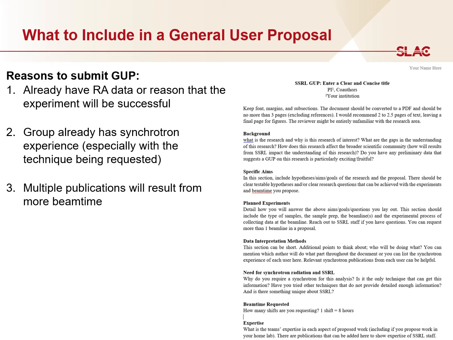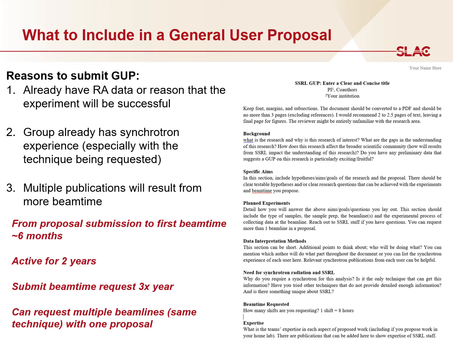A general user proposal should be submitted for synchrotron experiments that have a large sample set and/or multiple questions to address, a high chance of success, and are likely to produce publications. The success of an experiment can be shown by rapid access data, publications that resulted from previous GUPs, and the expertise of the collaborative team. At this point, I should mention that SSRL staff and postdocs can be co-PIs or collaborators on user proposals.